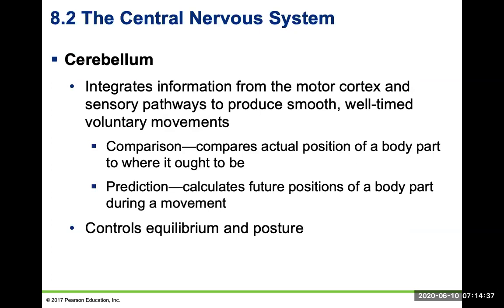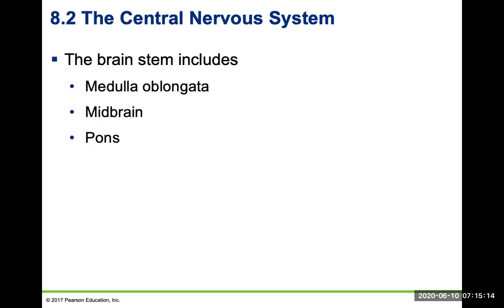The cerebellum is the portion of the brain in the posterior part of the brain. It integrates information from your motor cortex and sensory pathways to produce smooth, well-timed voluntary movements. It works to compare the actual position of a body part to where it ought to be, and it also predicts and calculates future body positions of a body part during movement. We call that proprioception. It also controls equilibrium and posture, so just the ability of your body to sense where it is in space, and how well you're able to control the equilibrium and posture of your body.